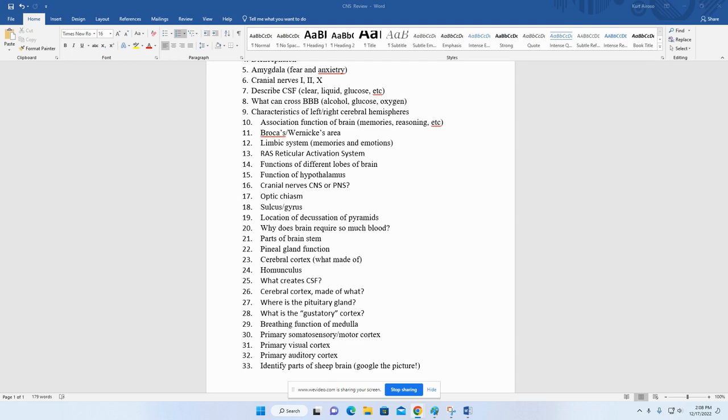Medulla oblongata, pons, and the midbrain. The three parts of the brain stem. Let me get back up here. Where are we at? 22, pineal gland function.